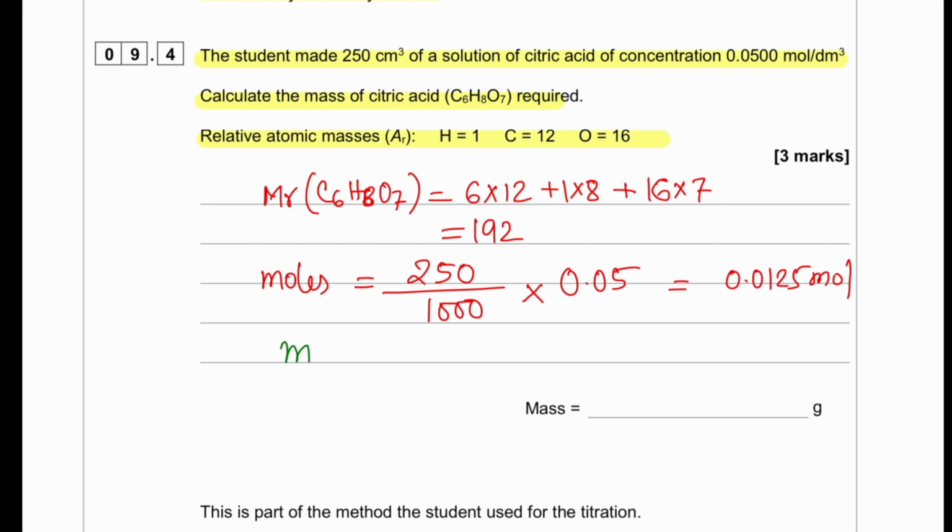Finally, the mass. To find the mass, we multiply the number of moles, 0.0125, with the Mr, which is 192. And we get 2.4 grams.